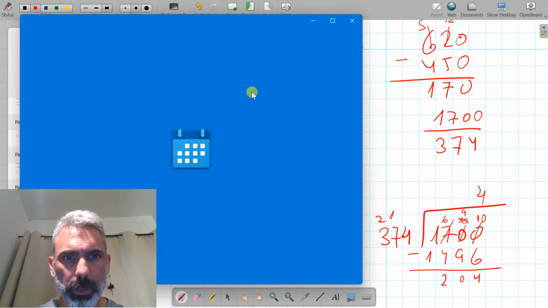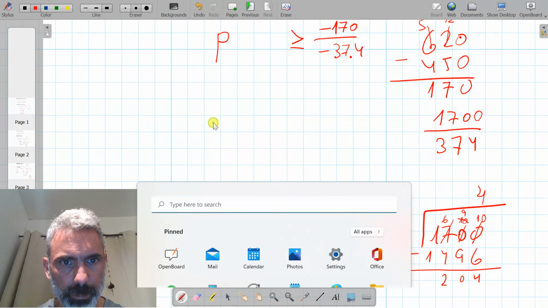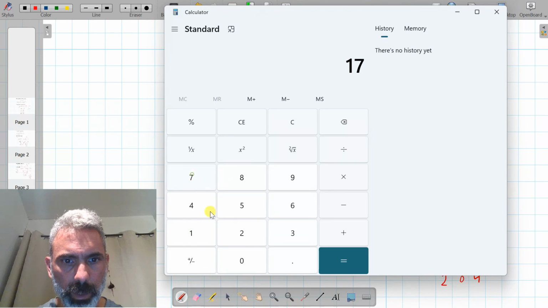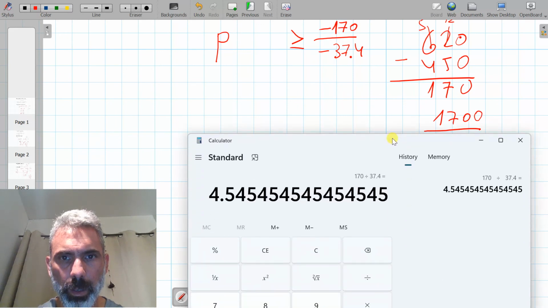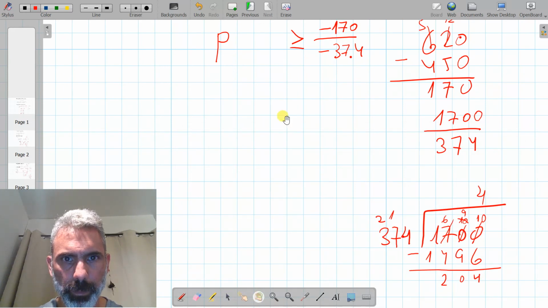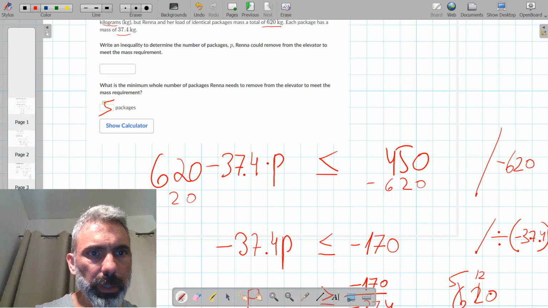Let's see what the calculator says. 170 divided by 37.4. Whoa. Okay. So the minimum whole number has to be greater than 5. I need to round it up to the closest whole number. So the answer to the second question is 5.